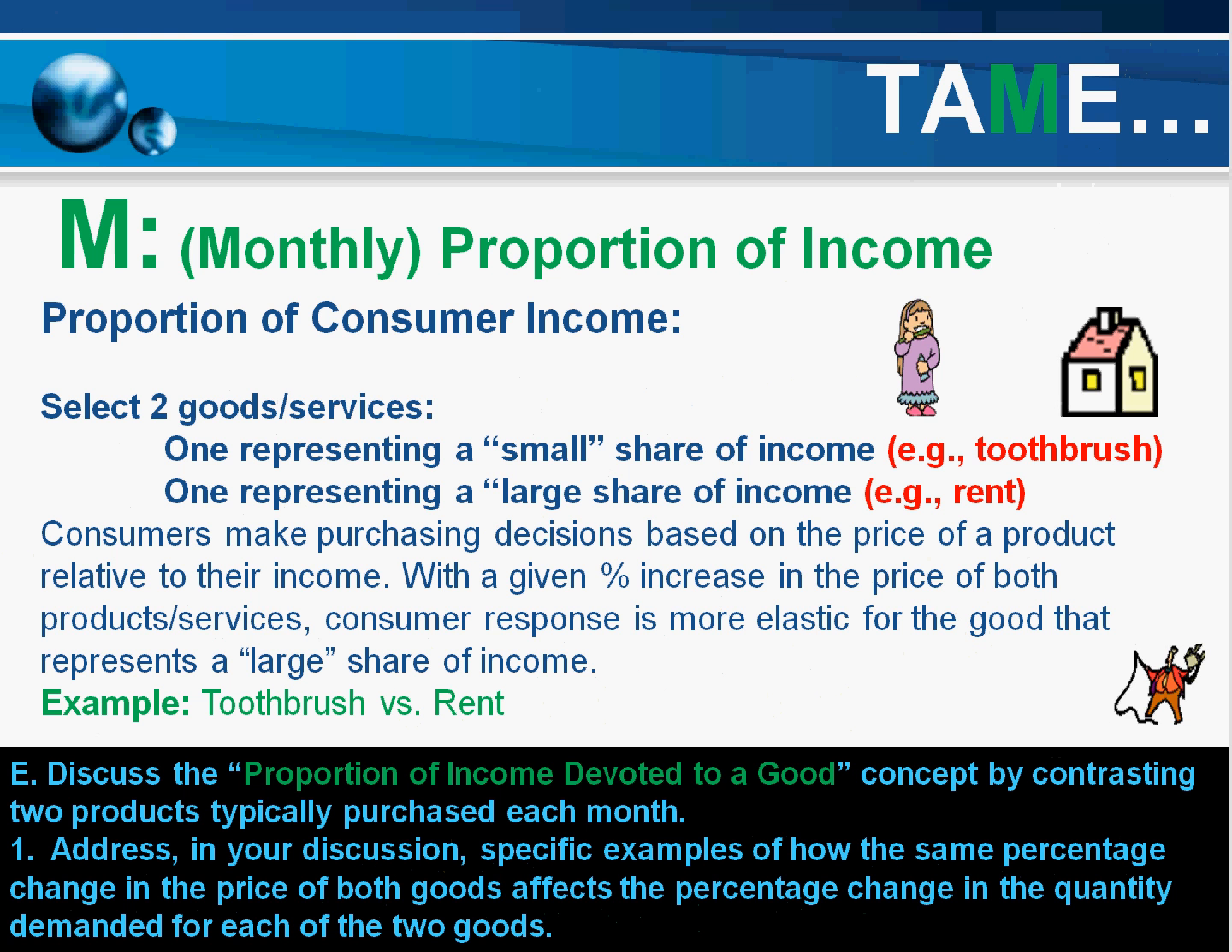Look at the M. Specifically, I've put here as a very important tagline at the beginning, monthly, okay? Because the example you need to give needs to be a monthly example. Proportion of income. Another word that can be used in place of proportion is share. In regards to the proportion of consumer income, this principle is asking something very important. I do want to point something out here.